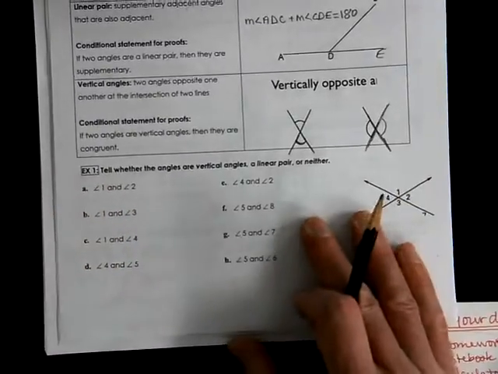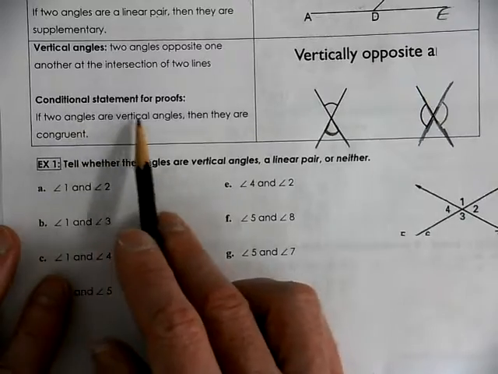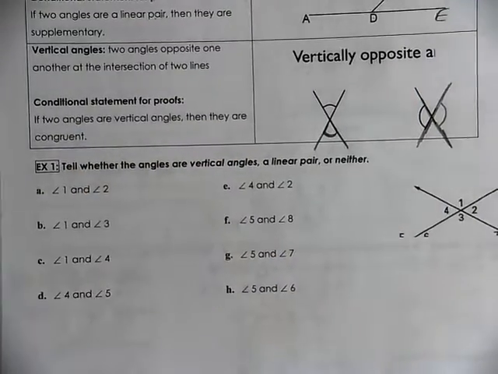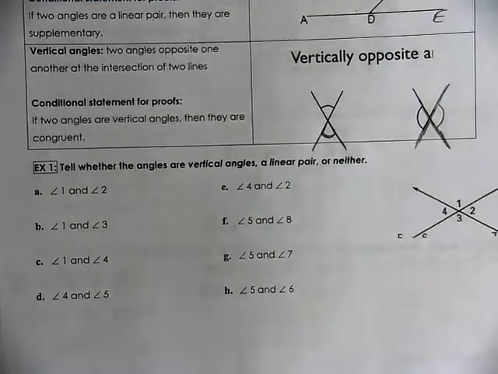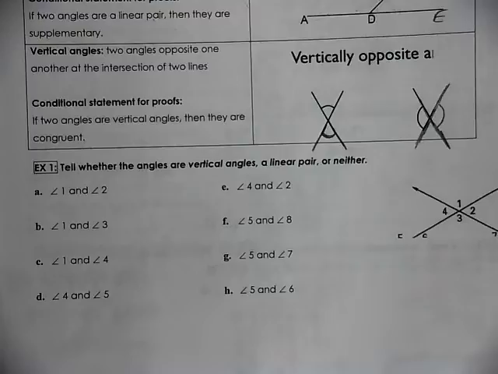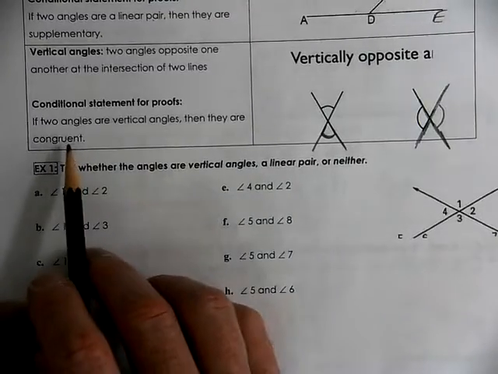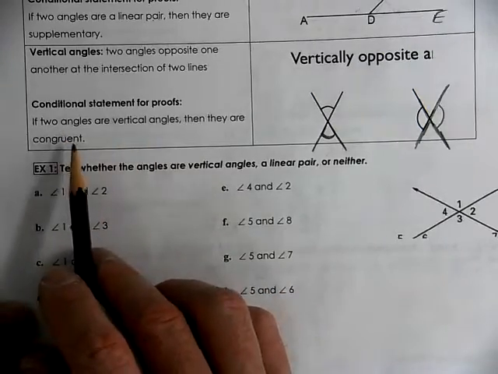So what we say in our proofs, if two angles are vertical, then they are congruent. We have to say they're congruent. We cannot just say that they're equal. We first say congruent, then we can move on to say if angles are congruent, then they're equal. But vertical angles are always congruent.